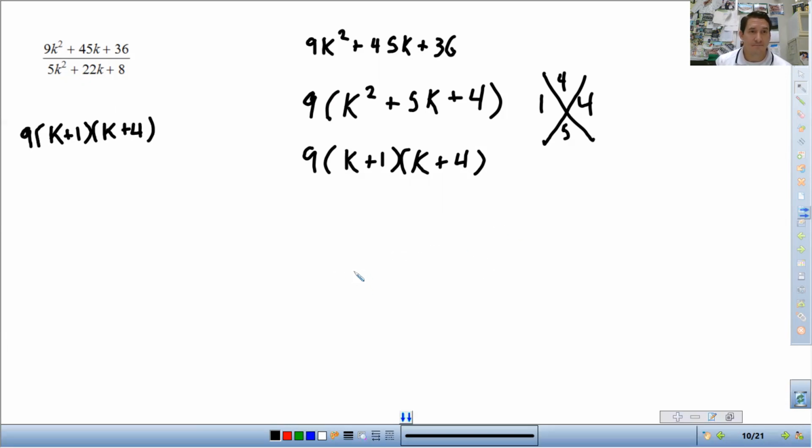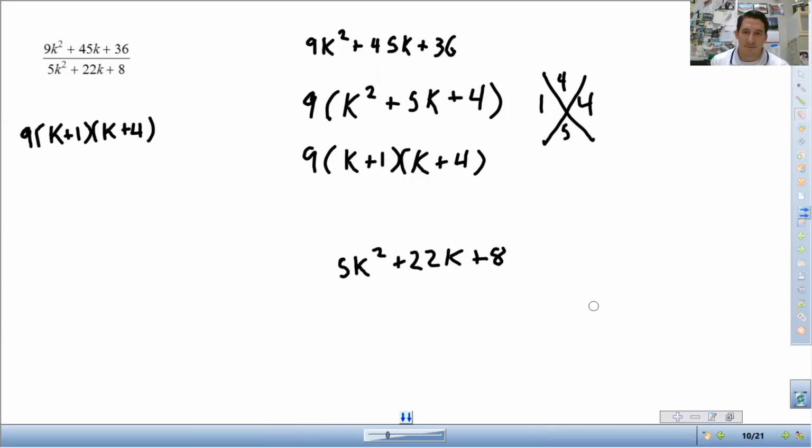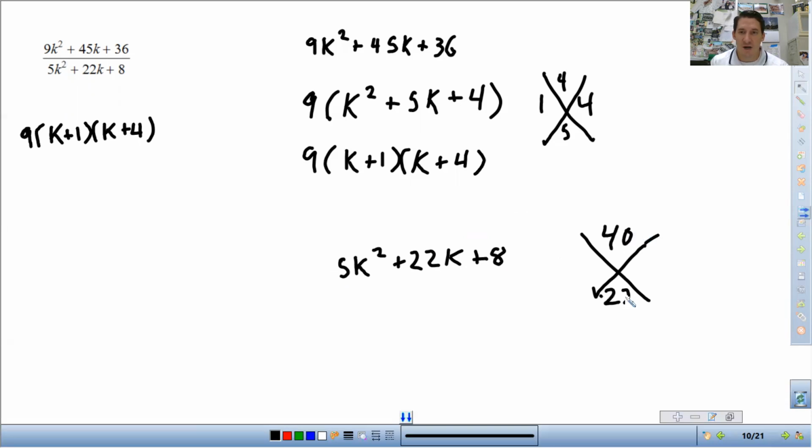Now the bottom. I need an x factor for the bottom. So 5k squared plus 22k plus 8. This does not have everything in common, so I need to multiply 5 times 8, which is 40. 22 on the bottom, factors of 40 that add to 22 would be 2 and 20. Since we multiplied by 5, we have to divide out the 5, so that's 4. So this factors to 5k plus 2 times k plus 4.